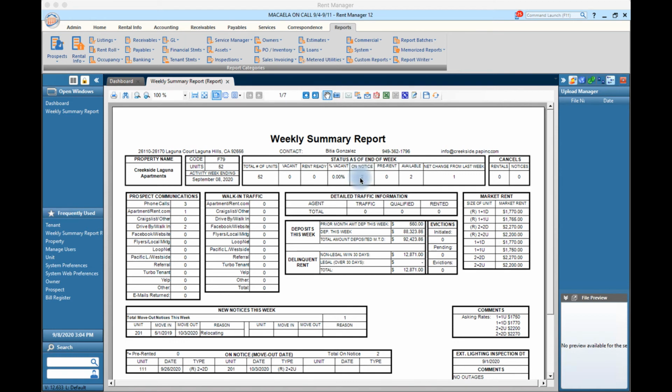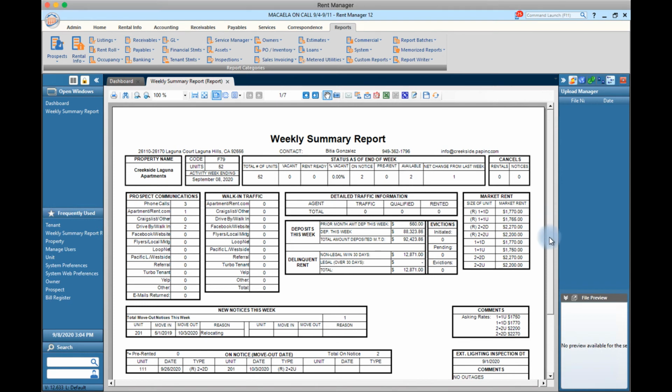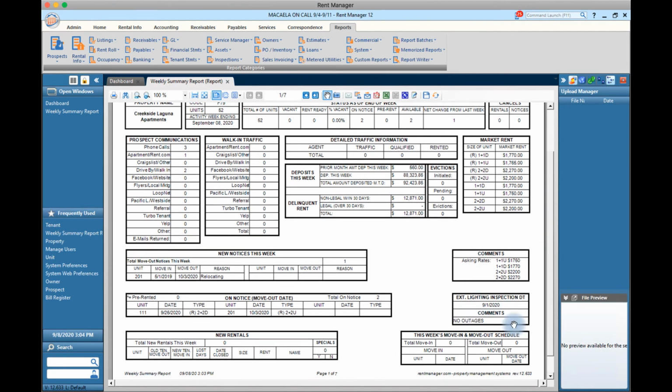I also noticed that 2 units are on notice. We have this unit 201, which is right here, awesome. And then also we have unit 111. So this unit must have been on notice a week prior. It looks like they will be moving out on 9/26, and we have the type of units here, which looks good. We have the lighting inspection that has been checked recently, and then we have the asking rates for those units right here. So this all looks good.